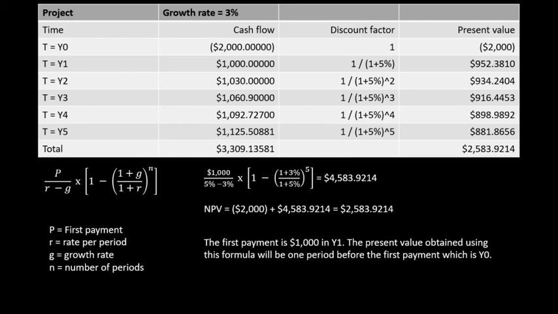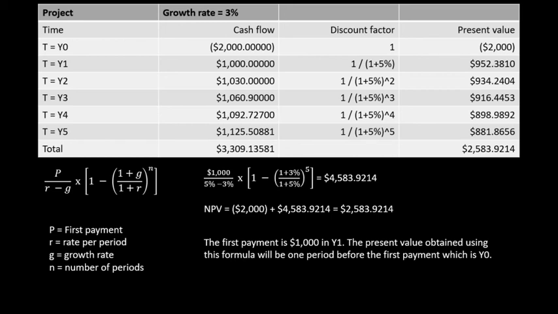Pay attention to the discount rate and the number of periods, they must match with each other. A 5-year project receiving cash annually with 5% annual discount rate means N is 5 and R is 5%. A 5-year project receiving cash every 6 months means N is 10 and R is 2.5%. By applying the formula, we can obtain the sum of present value.